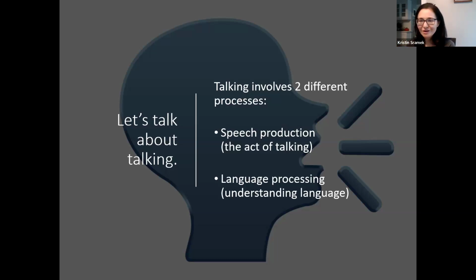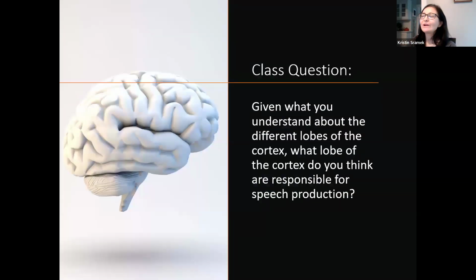of talking. Usually whenever you talk, you don't just talk to yourself, of course, unless you're recording a video for your class and nobody's listening. But for the most part, you're engaging in conversation. That's why there's two pieces to the program. So if you had to think about this, if you think about what you understand about the different lobes, what lobe of the cortex do you think might be responsible for the production of speech?